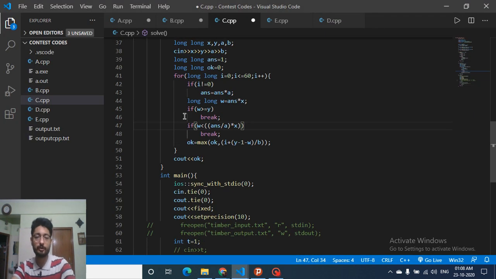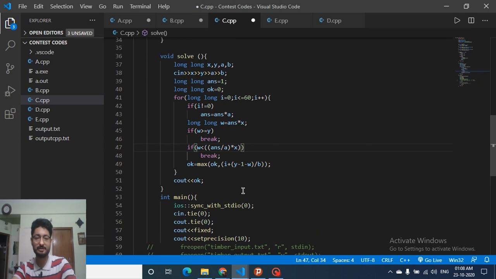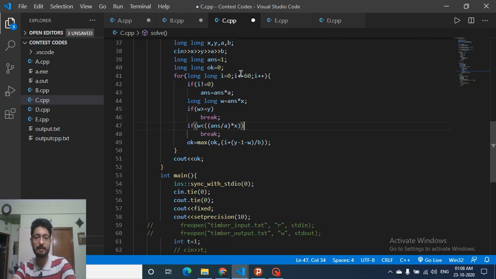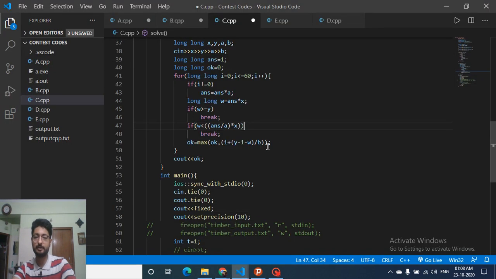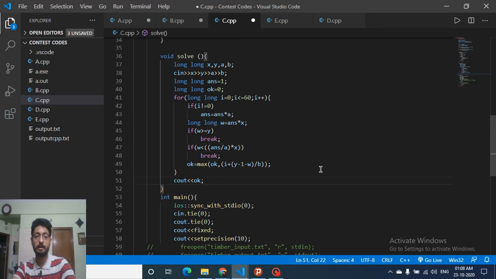And then the total experience I will get is this. I have to maximize this. I have done i multiplications, so i plus (y minus 1 minus w) divided by b, and I have to output this. Okay, and that's the answer. I hope you get the gist of this problem.